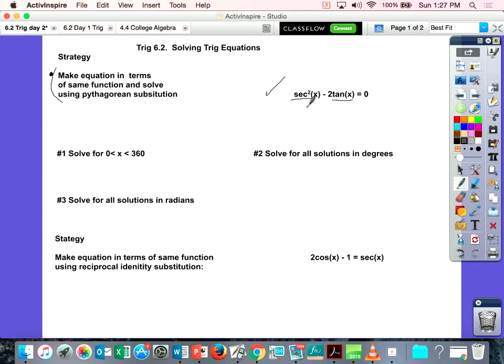Well, 1 plus tangent squared is secant squared, so we're going to use the Pythagorean identity here. So I'm going to go 1 plus tangent squared equal to secant squared, and make that substitution. And then this is a quadratic type equation. I've got a squared term, a non-squared term, and a constant. So I'm going to arrange these.